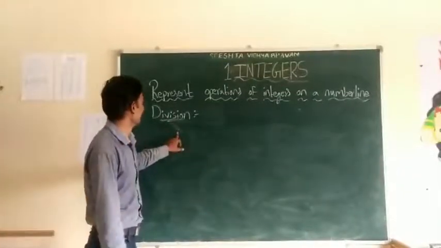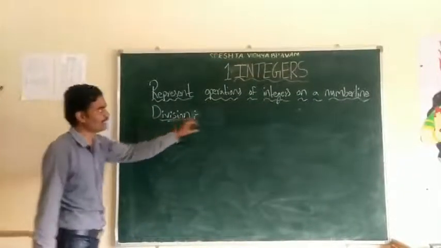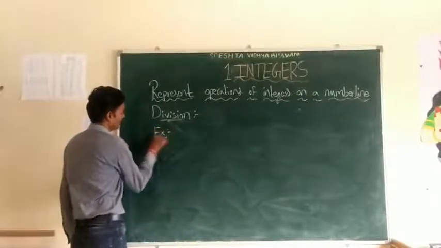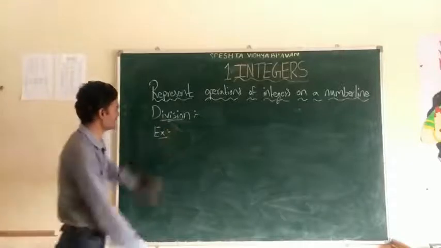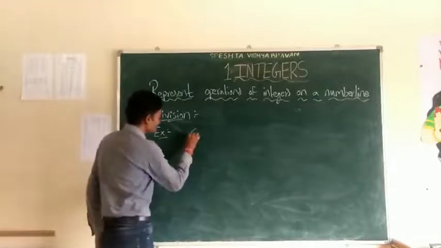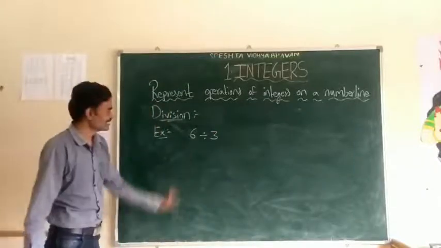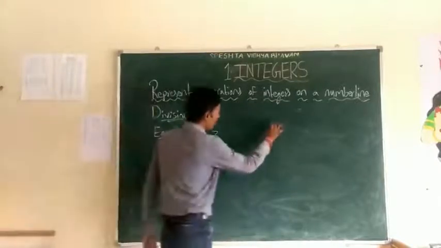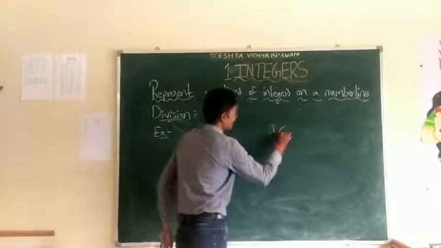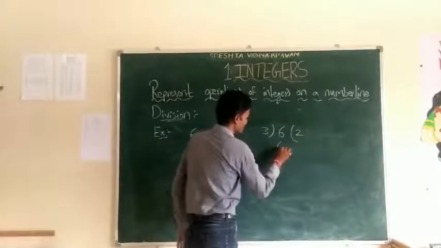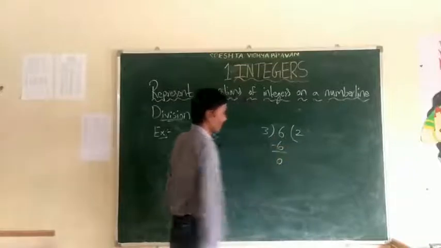Okay. Next, we come to the point of division of integers on a number line. For example, take an example of a division. That means 6 divided by 3. How do we divide 6 by 3? How many times? 2 times it is equal to divided.